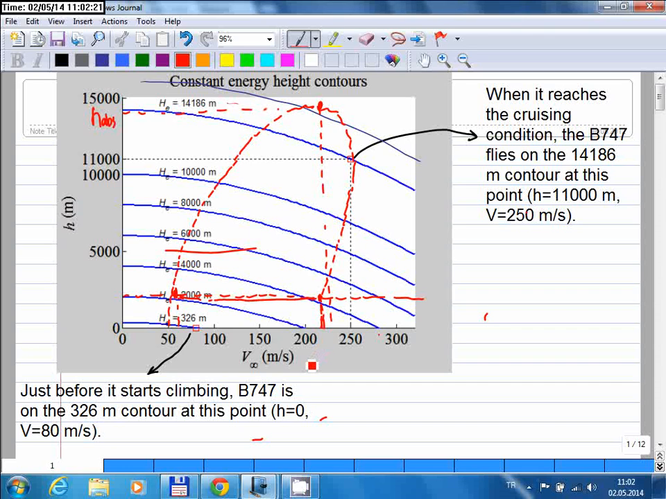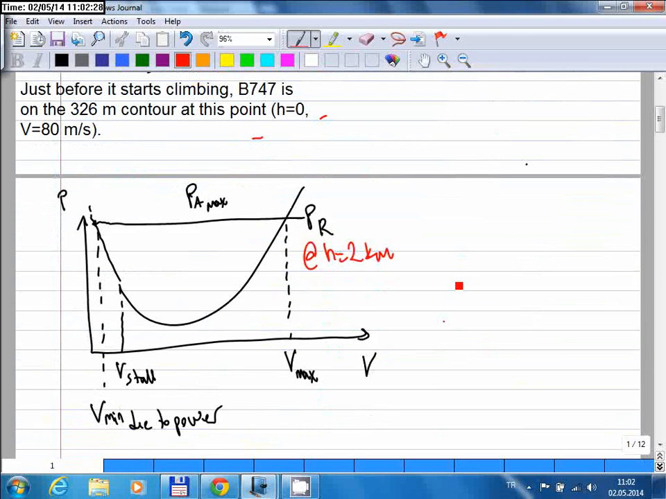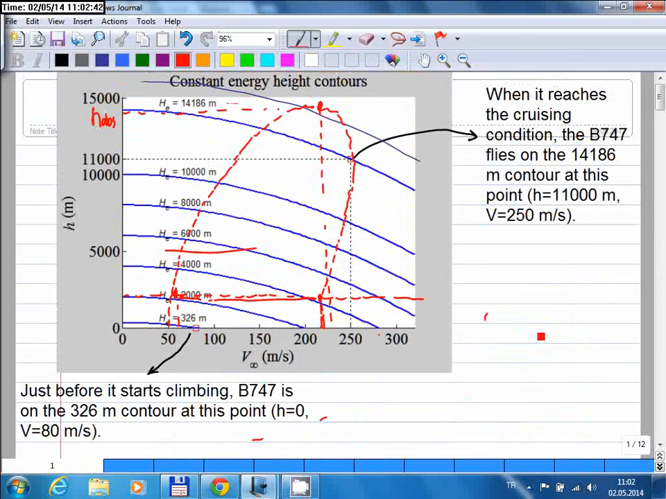Okay, is this clear? So remember when I explained the absolute ceiling, I said you come to an altitude where your required power is like this, and your available power is this. So there's only one point where your aircraft can fly. That point corresponds to this point here. So there's a certain speed, and that corresponds to a certain altitude.